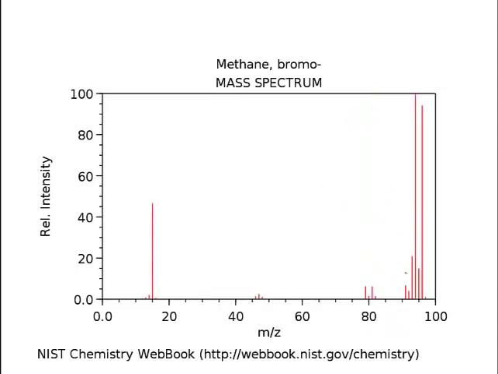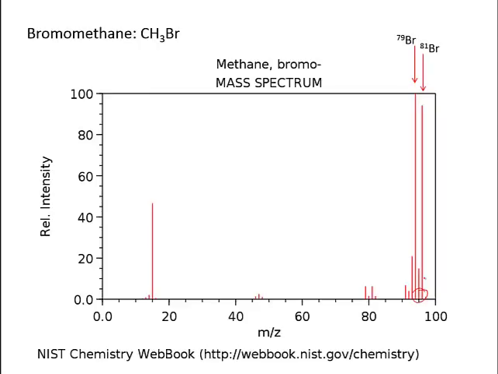The next molecule I'd like to take a look at is bromomethane. Bromomethane is essentially methane that's had a hydrogen replaced by a bromine atom. It turns out that when you look at the molecular ion, you see not 1 but 2 giant peaks. Those 2 peaks happen to be separated by 2 mass units, because of the 2 isotopes of bromine, 79 and 81. Well, a good mathematician would tell you 81 minus 79 equals 2. There are 2 mass units difference between those 2 isotopes.